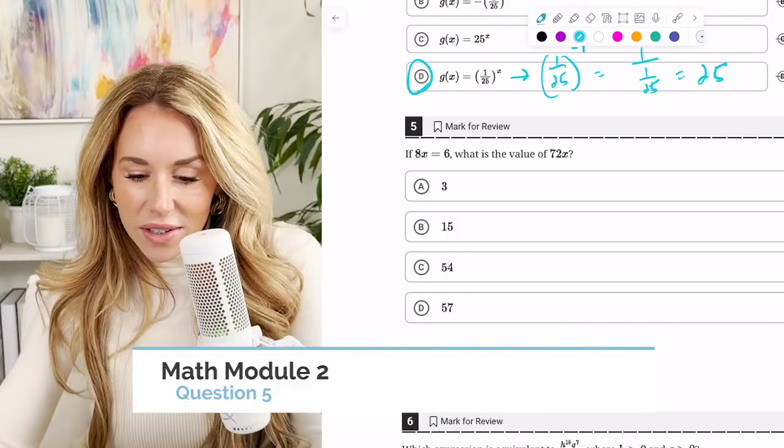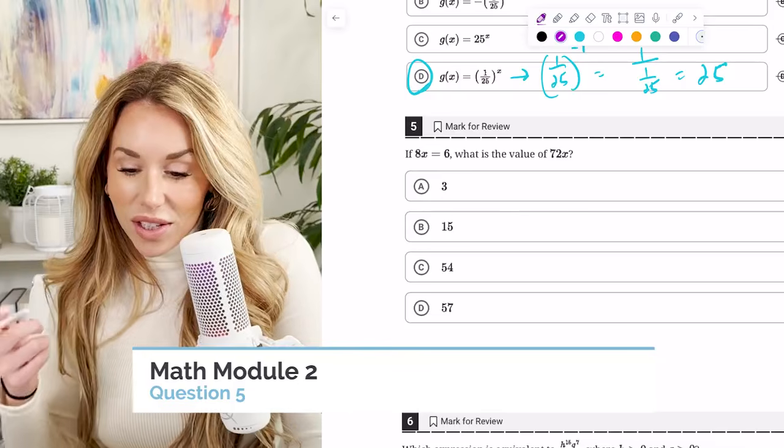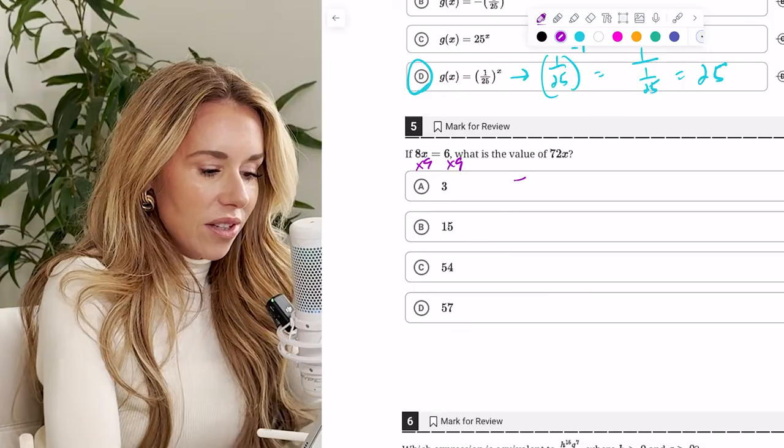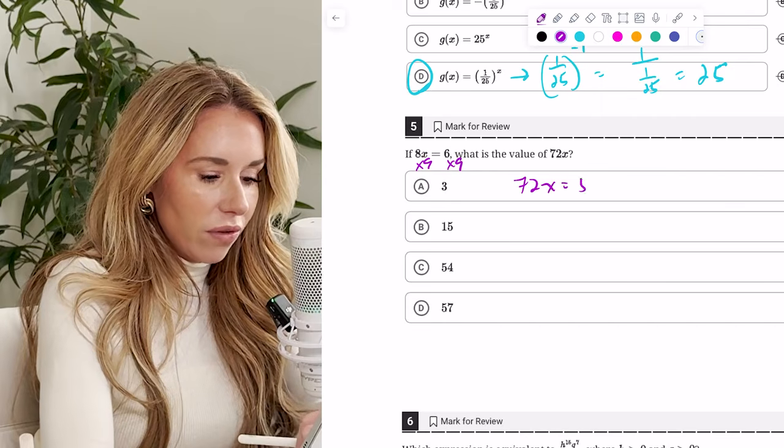If 8x equals 6, what's the value of 72x? Simple proportion, multiplied by 9 on both sides. That's how you get 72x. That's going to equal 54.